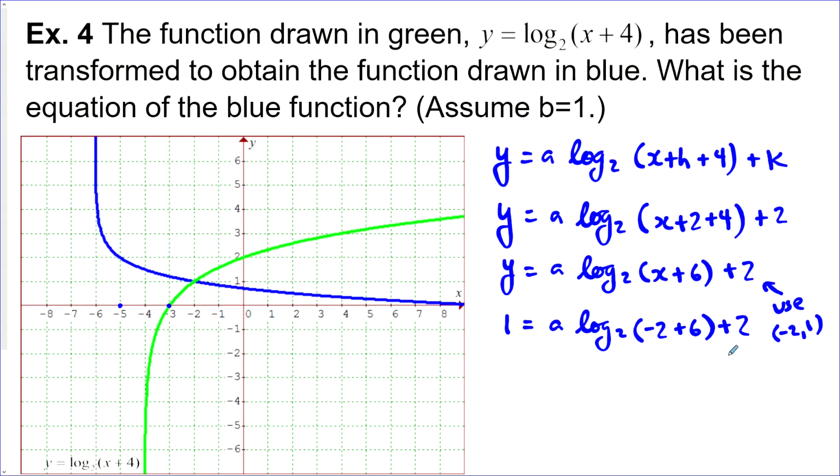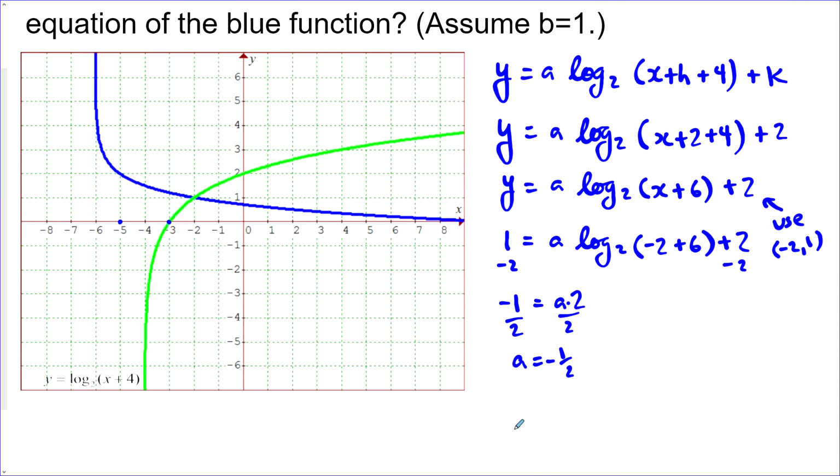So -2 on both sides here gives us -1. Now 2 to what exponent gives me 4? Well, that would be 2 squared gives me 4, so this is a times 2. Divide both sides by 2, and we get that a equals -1/2. So the equation of this blue graph is y equals -1/2 log base 2 of x plus 6 plus 2.